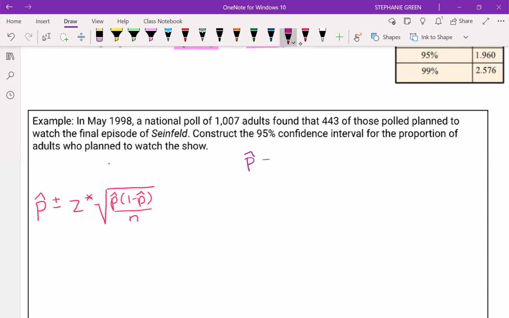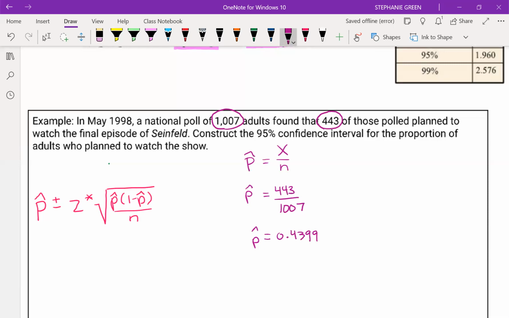So p hat, as I said above, is x over n, where x is the number of successes and n is our sample size. In this case, we have 443 successes out of 1,007 adults that were polled. Which gives us a p hat of, using my calculator, 0.4399. Okay.